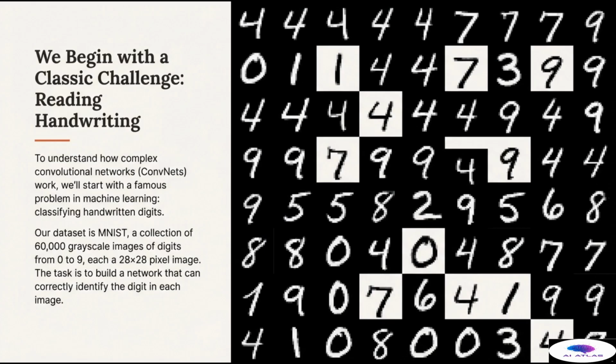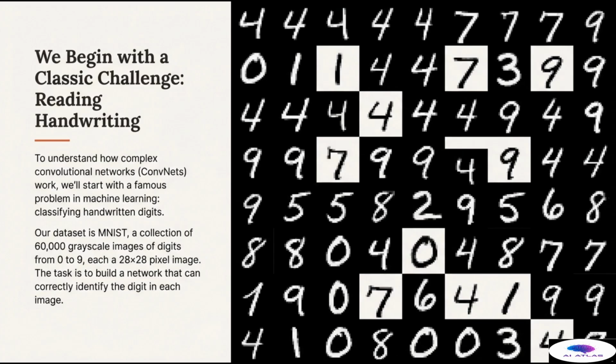To truly understand how complex ConvNets operate, we always start with the most famous introductory problem in machine learning: classifying handwritten digits. This is the MNIST dataset. It is often referred to as the hello world of computer vision, and despite its age, it serves as the perfect foundation for building a simple convolutional model. Our dataset consists of 60,000 training images, with each image being a small 28 by 28 grayscale picture of a digit from 0 to 9.